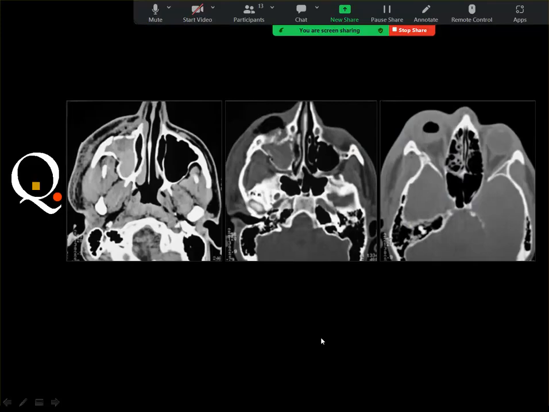And this is the first case, CT scan of the maxillofacial area showing the paranasal sinuses and orbits.